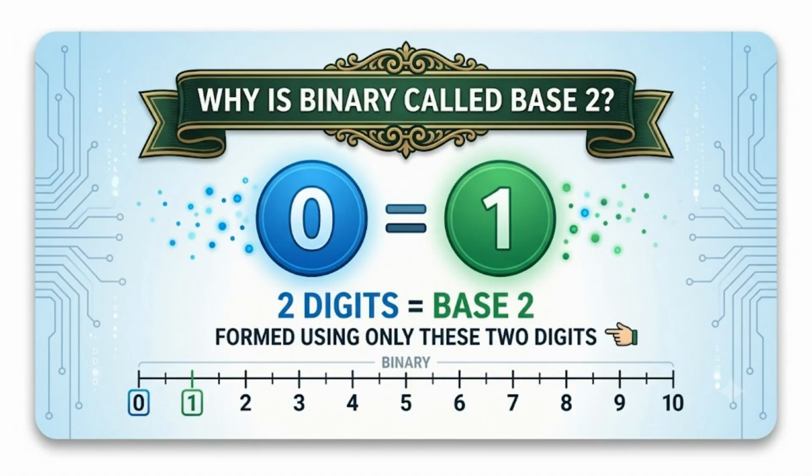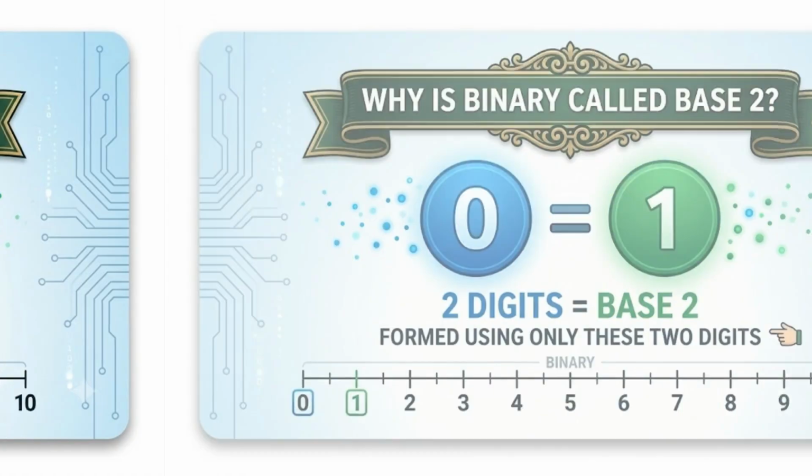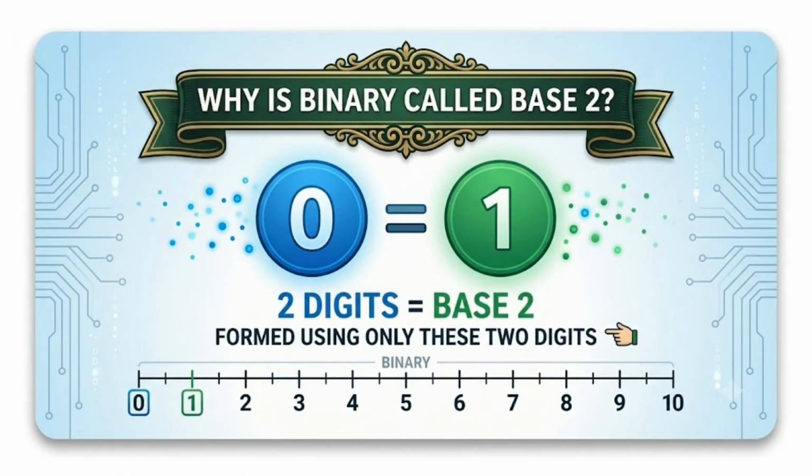As you can see on the number line, binary starts with 0 and 1. After that, there are no more digits available. So instead of creating a new single digit, binary moves to the next place value. This is why the next binary number is 10, followed by 11, then 100, and so on. The important thing to remember is that base 2 does not mean there are only 2 numbers. It means there are only 2 digits that can be used to build every binary number. Understanding this simple idea will make it much easier to learn binary counting and binary conversions in the next parts of this lesson.